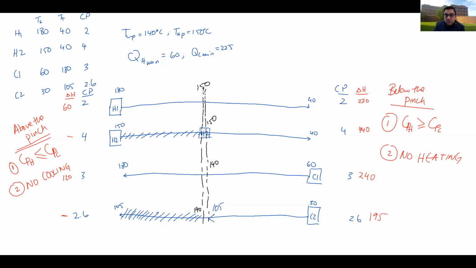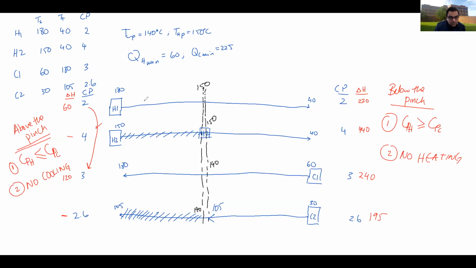I know what I want to achieve. So now let's try matching these streams. So above the pinch, I only have H1 and C1. Let's see if this match works. Is CP hot less than CP cooled? Is 2 less than 4? Yes. So I can connect these guys.